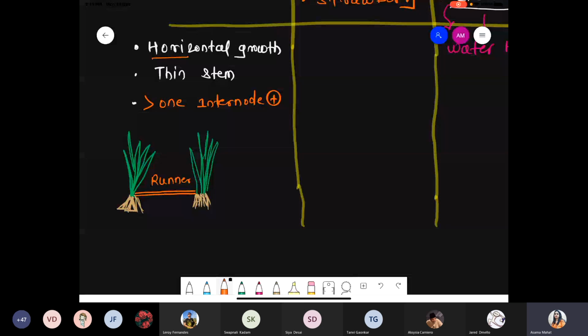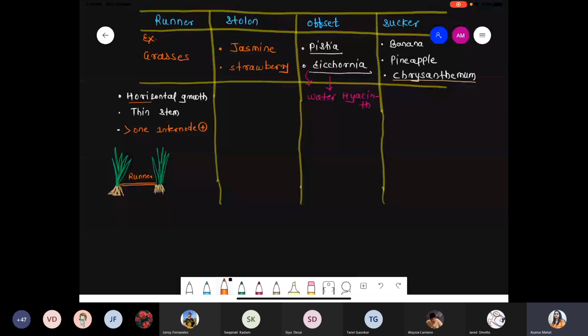More specifically, we are talking about aerial stem modification. The lower part of the stem shows horizontal growth. Then after a few distances they penetrate inside the soil, form a new root, a new shoot system, a new leaf, and between the two grasses there is a formation of some horizontal thin stem-like structure. That thin structure is simply called the runner. Got it? Clear? So horizontal growth and the thin stem are the characteristic features of the runner.